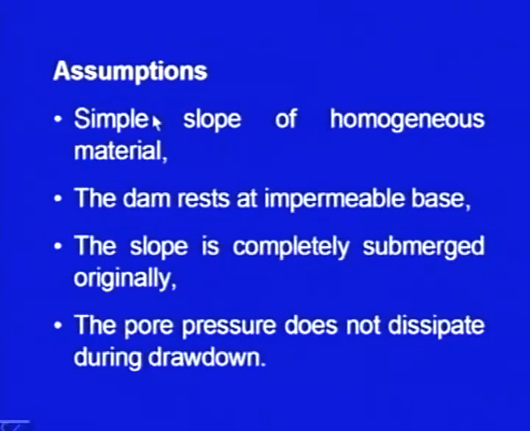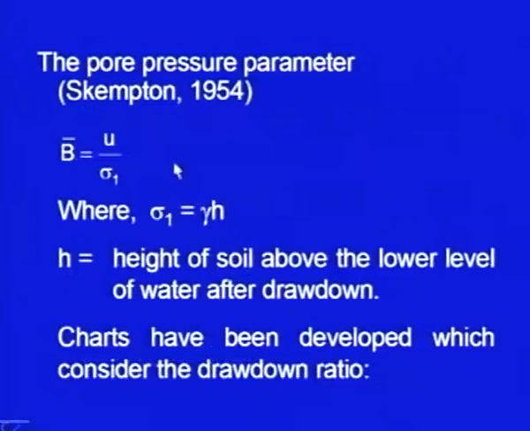So, in this method, these are the assumptions: simple slope of homogeneous material, it is assumed to be homogeneous, and the dam rests on an impermeable base, that is the second assumption in this method. Slope is completely submerged originally, there is no freeboard, completely submerged, and pore water pressure does not dissipate during drawdown. And the Skempton pore pressure parameter B bar has been used in this analysis. B bar is equal to U upon sigma 1, where sigma 1 is equal to gamma h. H is the height of soil above the lower level of water after drawdown.